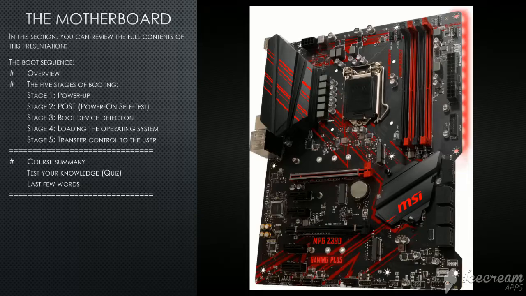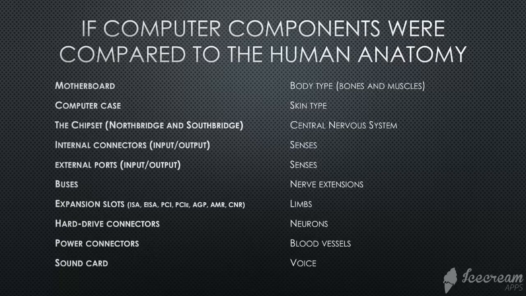As weird as it might sound, computers, as complicated as they are, were still composed by humans, and therefore they do share some similarities with the human anatomy. I do apologize in advance for those of you who are less familiar with the human anatomy, but please bear with me. So motherboards can be compared to body types and computer cases to skin types. The chipset would be the CNS, and the connectors, which are the input and output receptors, can be the senses.